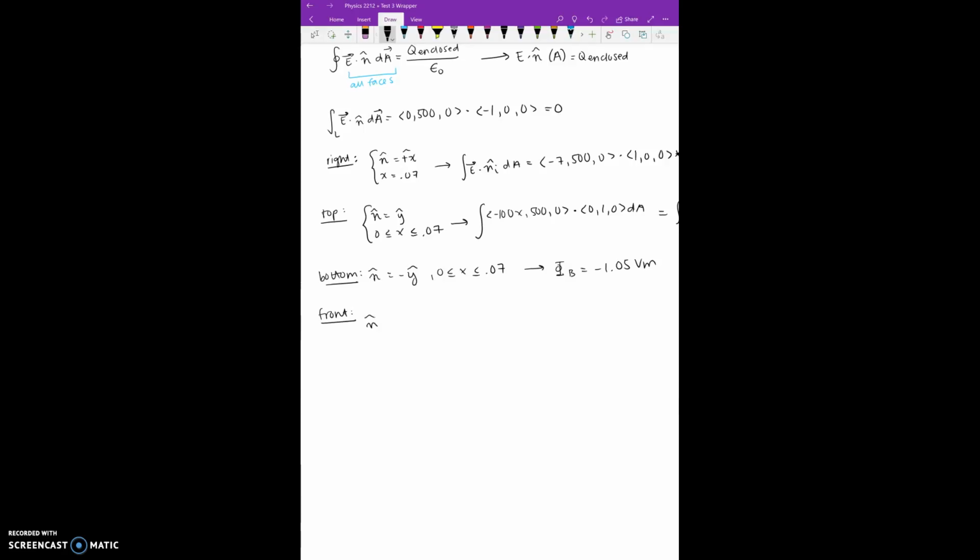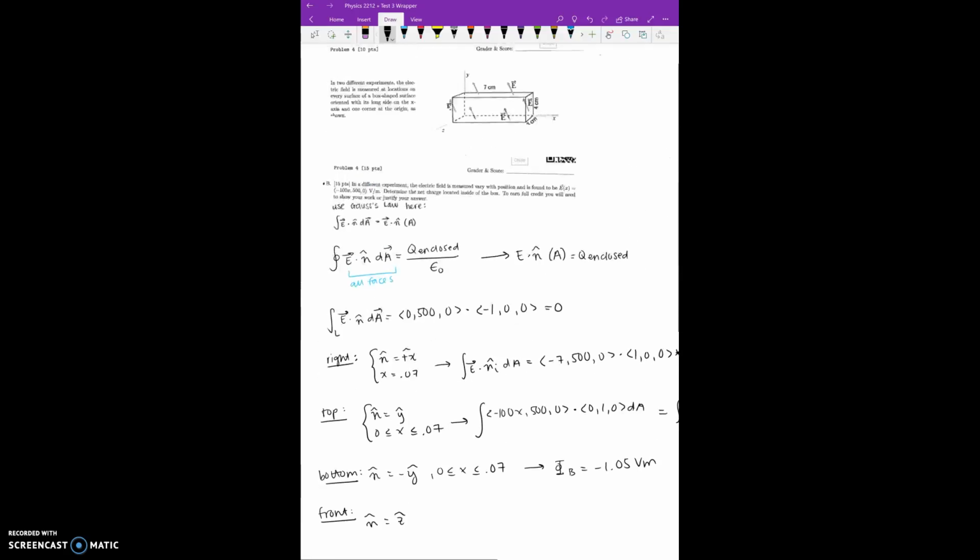Now we can move on to the front. And we know that our n is just going in the z direction. Now the question above told us that actually nothing was coming from the z direction. So we already know that that flux, the front, is going to equal 0. We don't even have to set it up. Lastly, for the back, we know that n is going in the negative z direction, and again, we don't have to set it up. We know that that is going to be equal to 0.